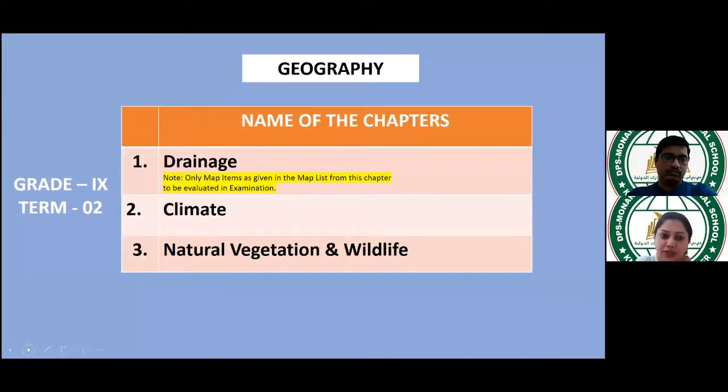Moving to the next one, grade 9, term 2. There are 3 chapters: drainage, climate, natural vegetation, and wildlife. Again, here also, the board has reduced the burden from the shoulders of the students. So they don't have to prepare the theoretical portion of the drainage chapter. Only map items will be evaluated and assessed.